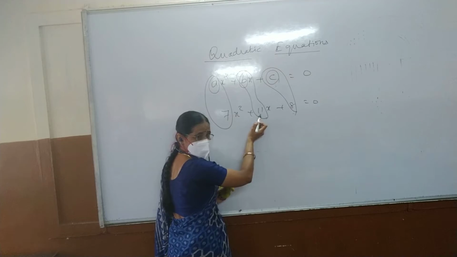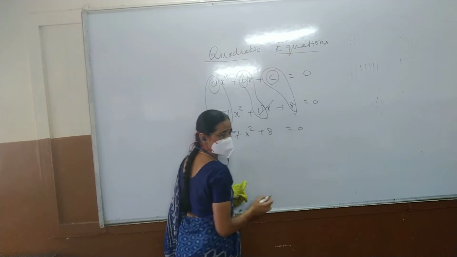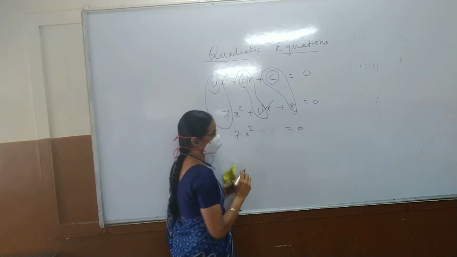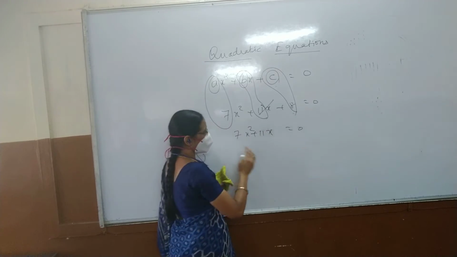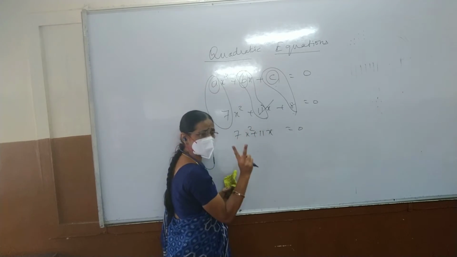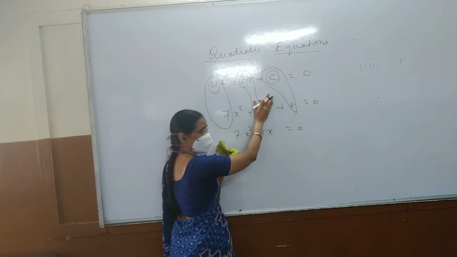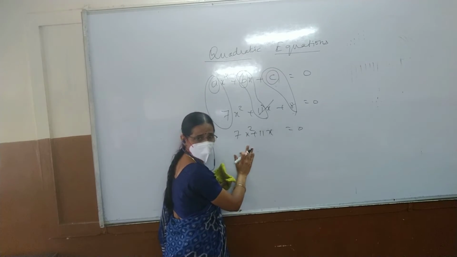Here b can be any number, c can be any real number, but a should not be 0. This can be 0. If this is 0, we get 7x squared plus 8. If this is 0, we get 7x squared equal to 0, or we get 7x squared plus 11x equal to 0. Look at the degree here. What is the degree? Degree is 2. Even if this is not there, the degree is 2. So this is a quadratic equation. This is also a quadratic equation.